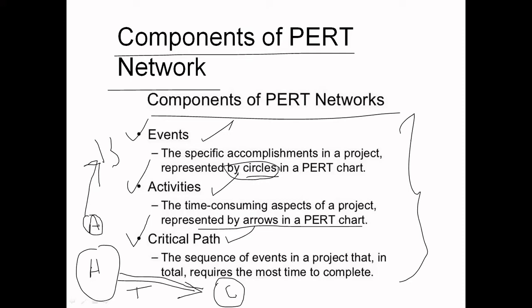The time-consuming aspect of the project is represented by the arrow. How much time is it taking? For example, 1 hour to come to the college from your home. Now there is the critical path: the sequence of events in a project that in total requires the most time to complete. The maximum time required to complete any work is what you should show in the critical path.